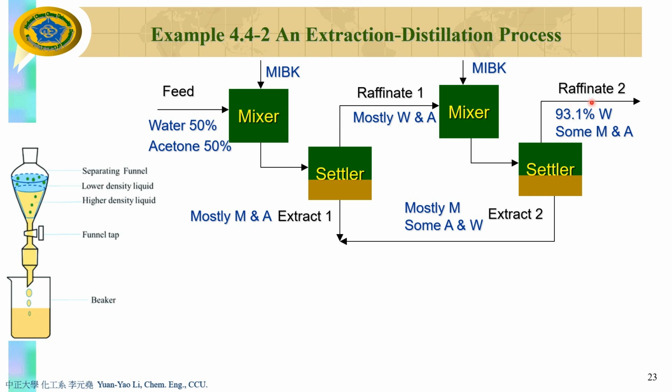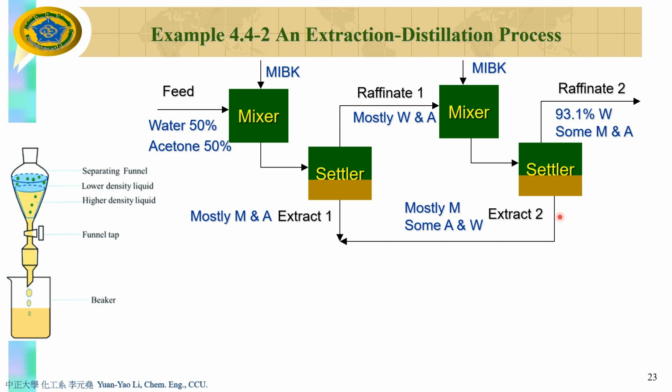Okay, so in this case, if you are not happy with the percentage of MIBK and acetone, in this case, you will have the 3rd extractor, right? This is number 2 extractor. This is number 1 extractor. So if you want to have high percentage of water, you can have a number 3 extractor. Or if you're not happy, then you can have a number 4 extractor, number 5 extractor, right? So it depends on how much money you spend, or what's the purity you want for the water or for the process.